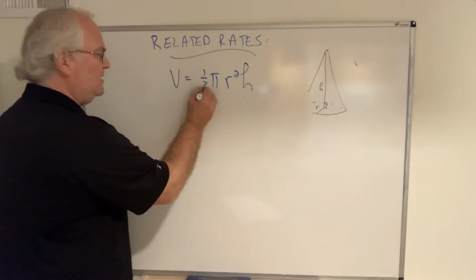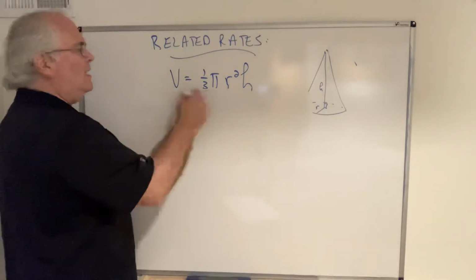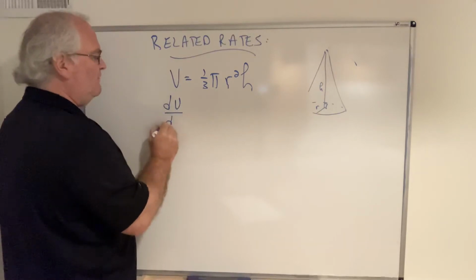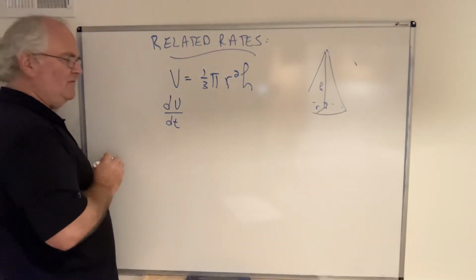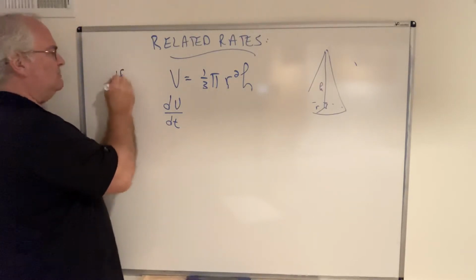And we're going to implicitly differentiate both sides of this. So the derivative of volume with respect to time is dV/dt. This is what I call a differential.